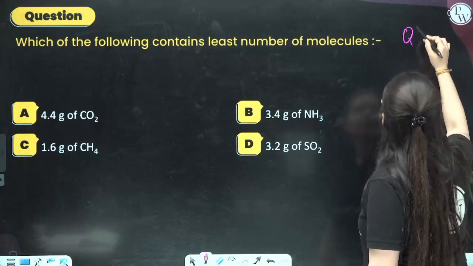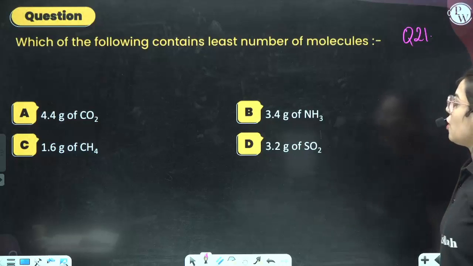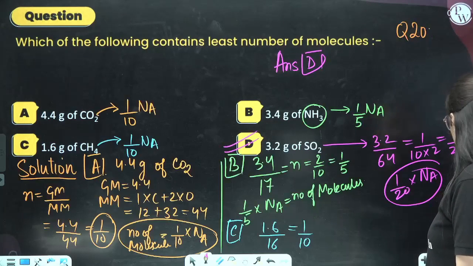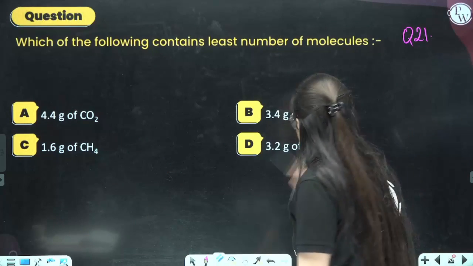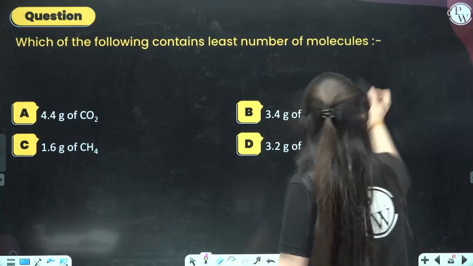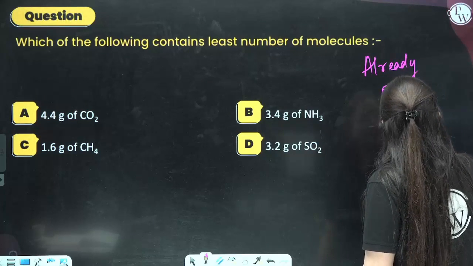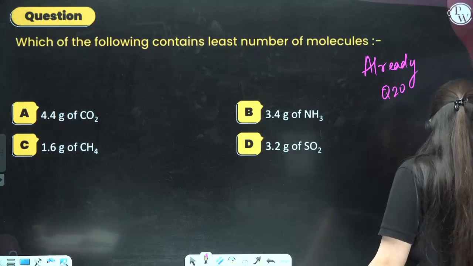Now the next question states, which of the following contains... I guess this is a repeated question. Yes, it is repeated twice, so this is already done. Same question, 20. So I am going to cut this slide over here.